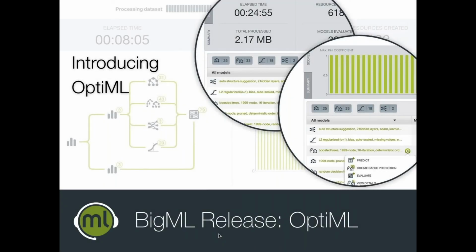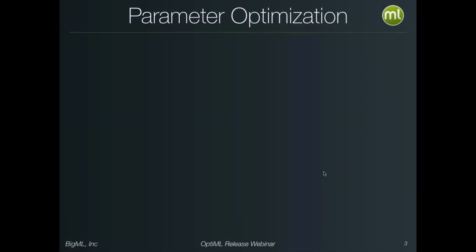I'm the VP of Machine Learning Algorithms at BigML, and today we're going to be talking about the new optimal resource. And what is the optimal resource? Well, at its core, the optimal resource is something that helps you to do parameter optimization. And what exactly does that mean? Parameter optimization is the process of choosing the best model and the best parameters for the data that you have.